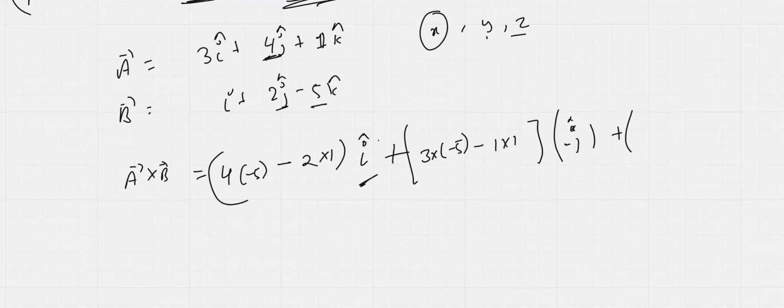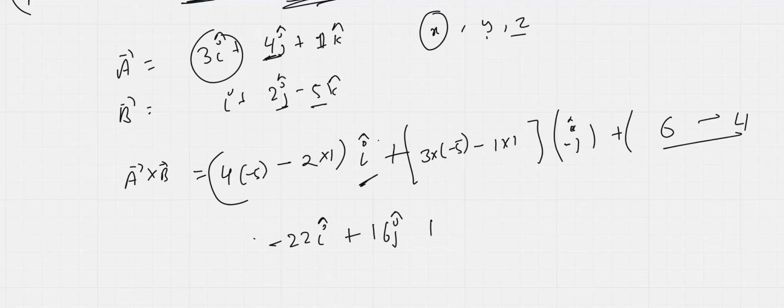What you can do, simply ignore the rest of the part. Because I'm at the k, I won't even look at this, I will ignore that it even exists here. What I will do: 3 into 2 is 6, minus 4 into 1, and I got the answer. So this is minus 20 and 2, minus 22 i, plus this is minus 15 minus 1, minus 16, and the negative was there, so it comes out as a total of 16 j, plus 2 k.